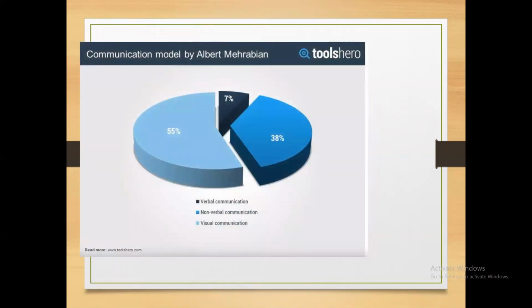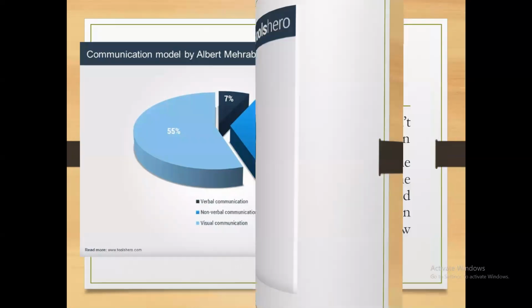Here there are three different colors in front of you. Number one is 7% verbal. Verbal means again oral and written communication. The second one is non-verbal, where you can see the 38 percent, and the next one is 55 percent, that we say non-verbal, or you may say by keeping silence.